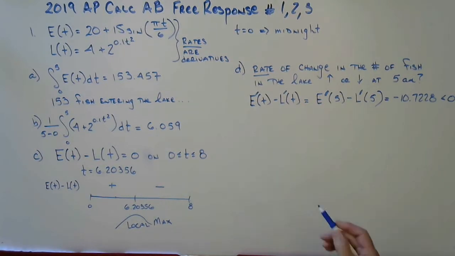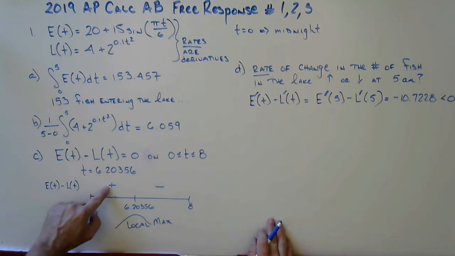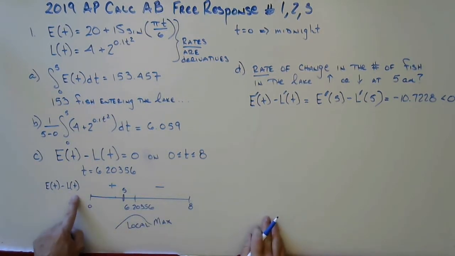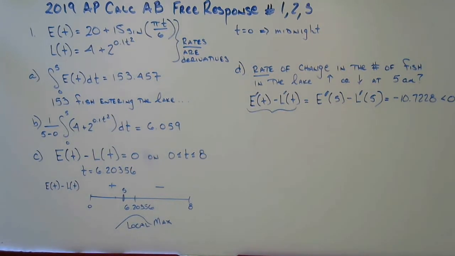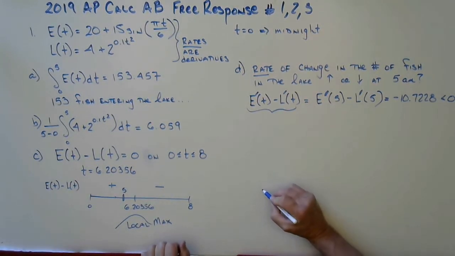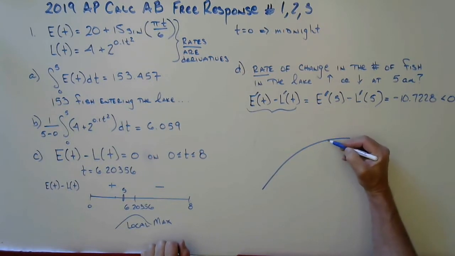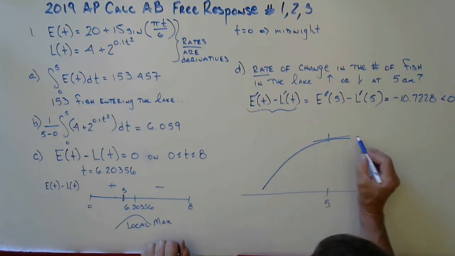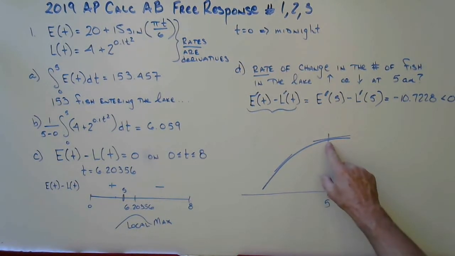So, if we put that together with what we know down here, this says the number of fish in the lake is increasing. Here's 5 a.m. This says the number of fish in the lake is going up, but its rate of change is going down. So it's been going up, but now it's going up slower. At 5 a.m., our rate of change is less than our rate of change was over here.